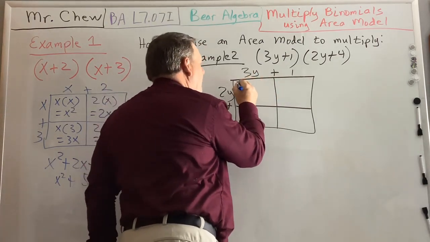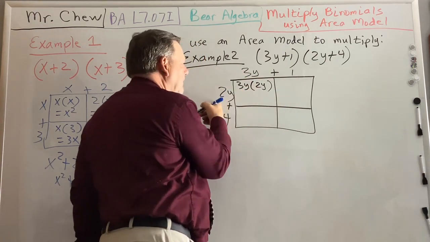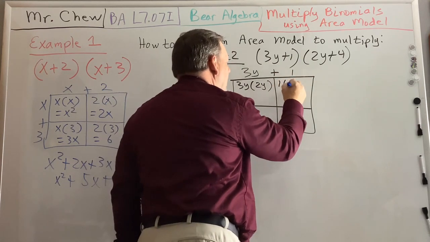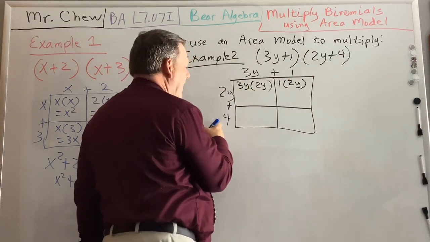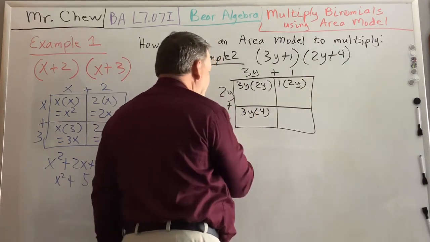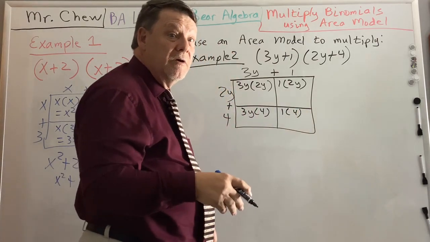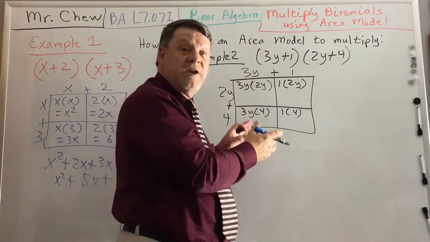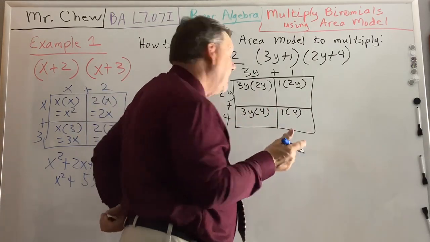So this top one is 3y times 2y. And then we've got 1 times 2y. And then we've got 3y times 4. And we've got 1 times 4. All right, so now what do I do? I find the product of each small rectangle and then put them together and then combine like terms.